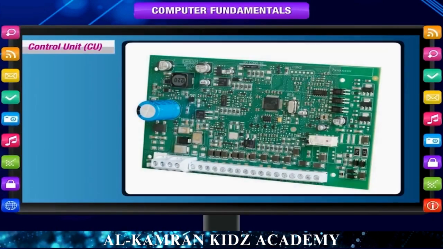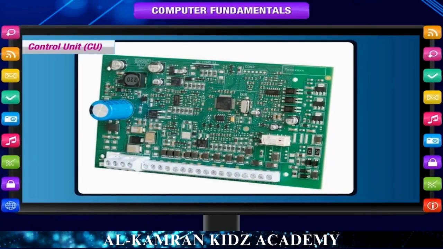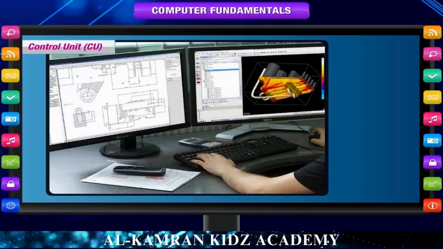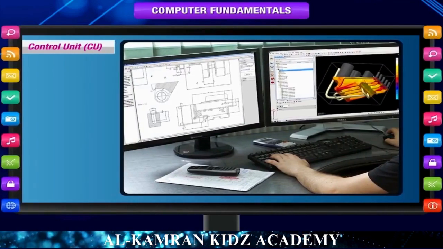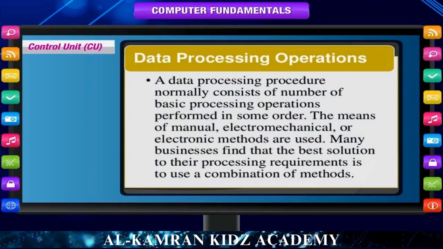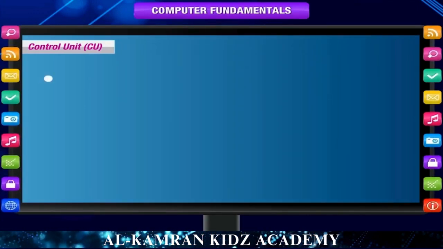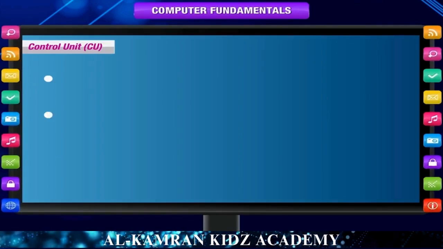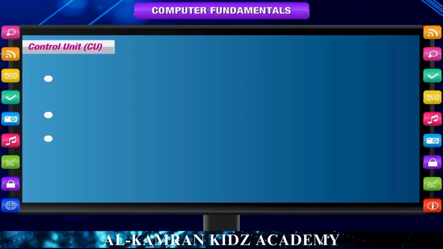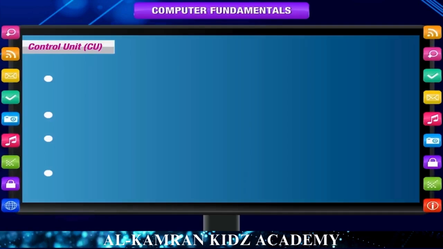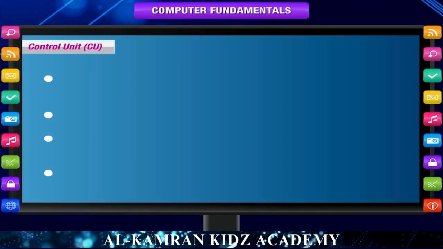Control Unit or CU. This unit controls the operations of all parts of the computer but does not carry out any actual data processing operations. Functions of this unit are: it is responsible for controlling the transfer of data and instructions among other units of a computer. It manages and coordinates all the units of the computer. It obtains the instructions from the memory, interprets them, and directs the operation of the computer. It communicates with input or output devices for transfer of data or results from storage.